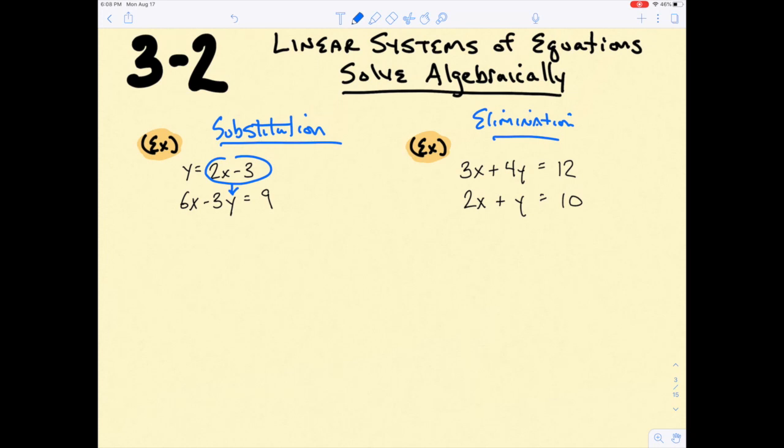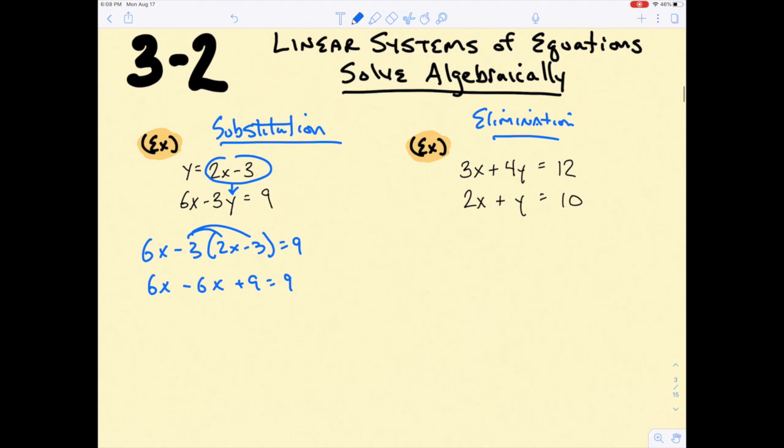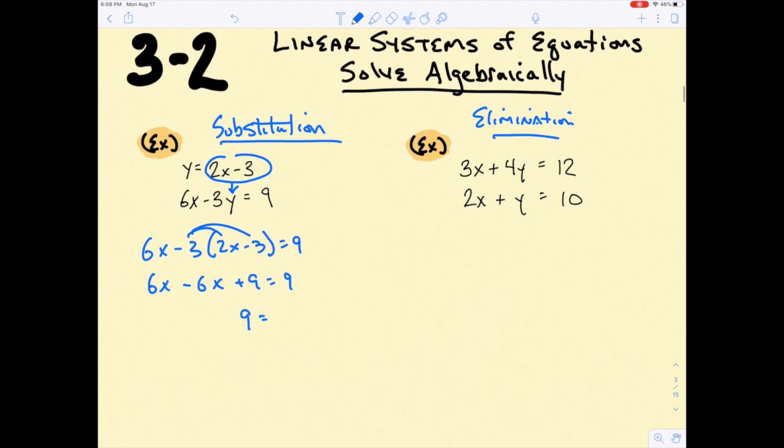If I take my 2x minus 3 and put it in the y spot, I have this. And I'm going to distribute. Remember the negative 3, or the minus 3 if you prefer. And I'm going to have 6 minus 6. Well, that's 0x. That kind of goes away. And I'm left with 9 equals 9.